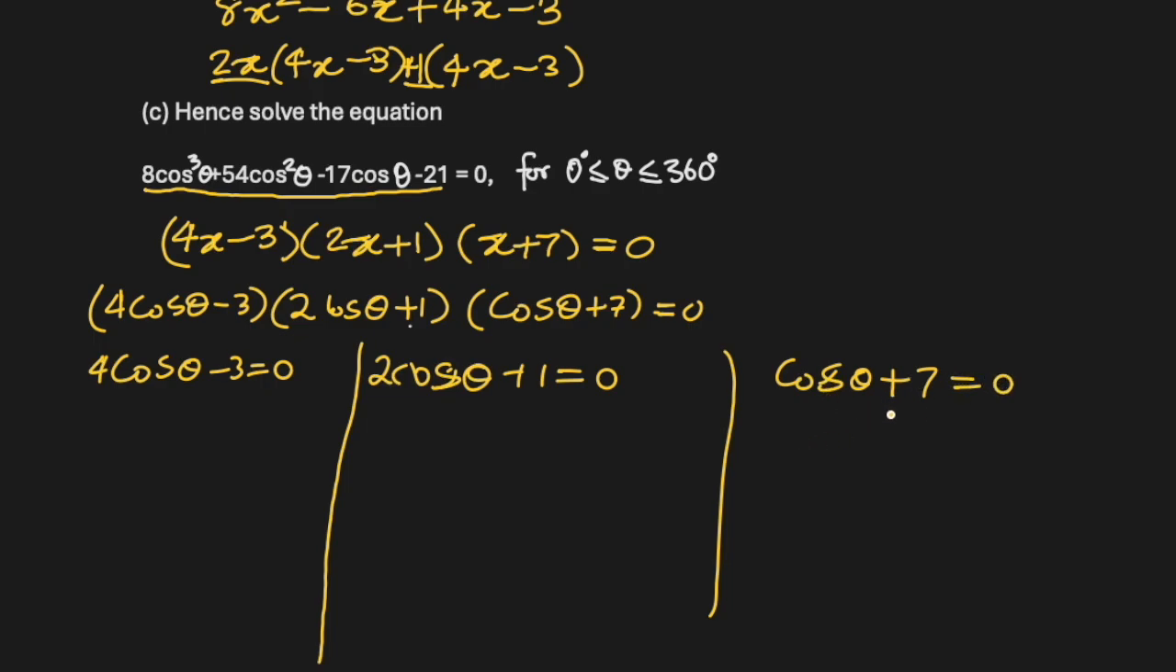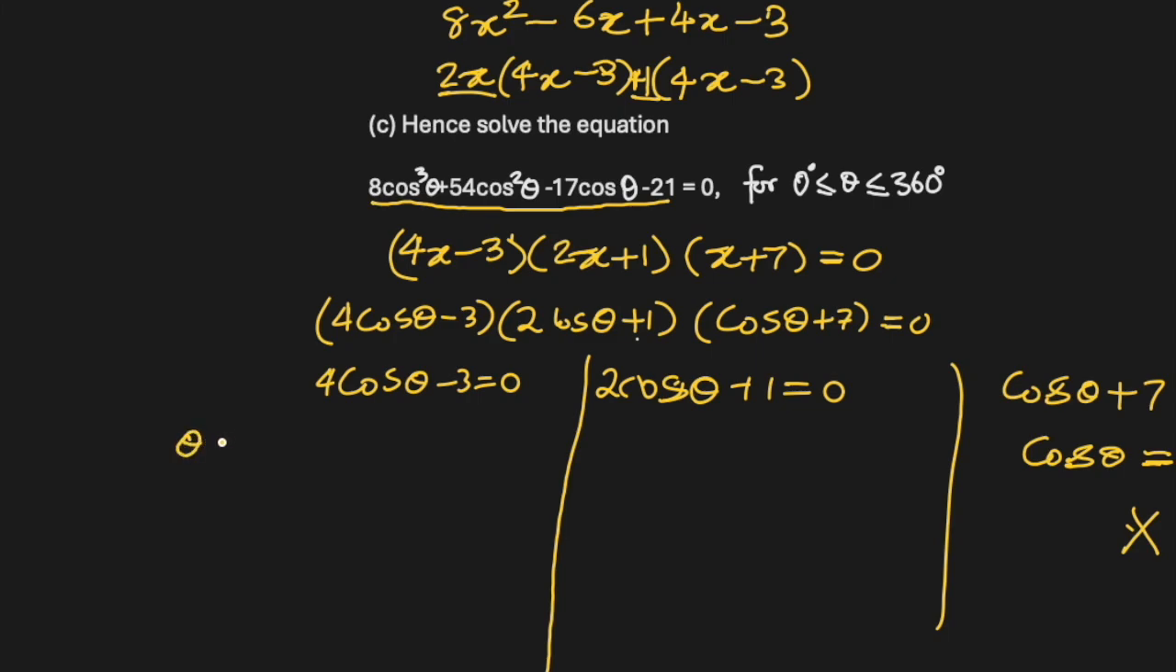So let's rule out this one, because cos theta can never be minus 7. Cos theta is always between 1 and minus 1, right? But this is giving us a situation where cos theta is minus 7. So this is rejected. We don't get any solution from this. Let's go to the first one. Theta is equal to cos inverse (3 over 4).